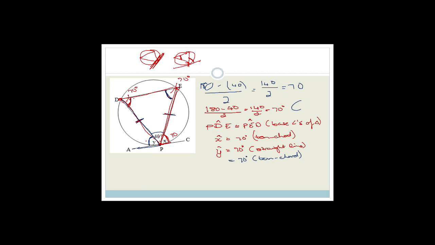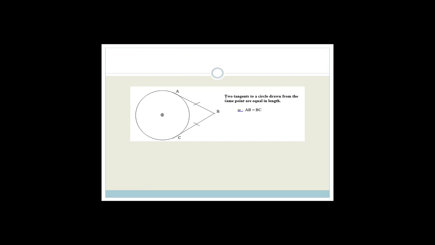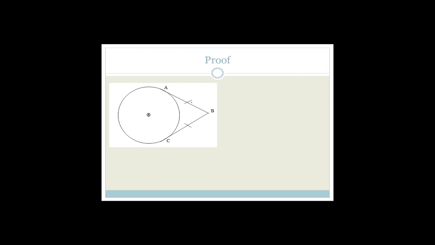Right, let's move on. Now the next theorem that I want to teach you is that two tangents to a circle drawn from the same point are equal in length. So you've got some random point B and you draw a line from B so that it is a tangent to the circle here. And you take another line and you draw it from B to again the tangent to that same circle. Then these two lines are equal. Okay, and we're going to prove it to you.